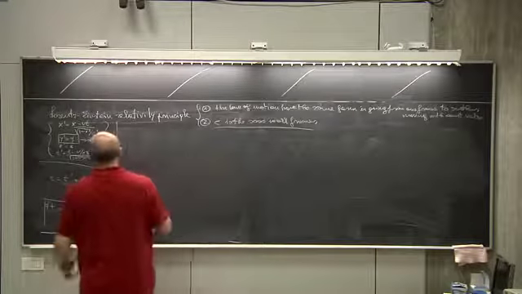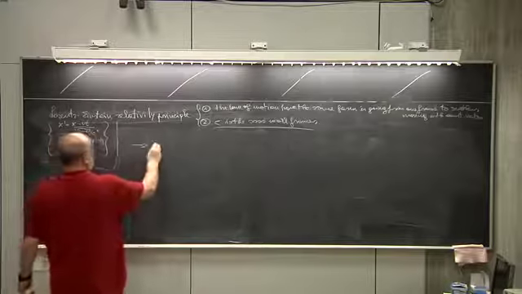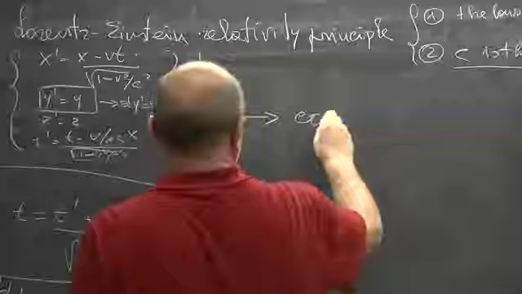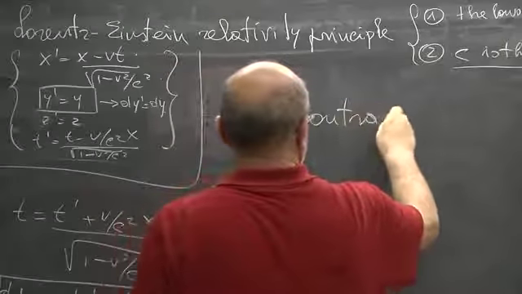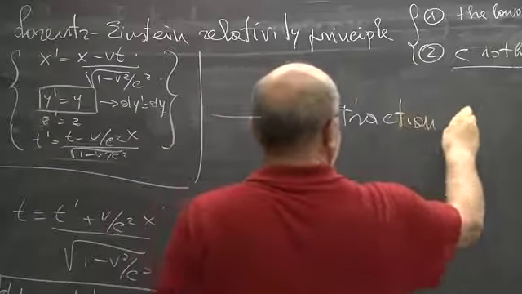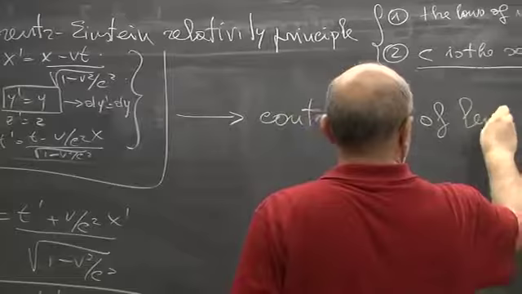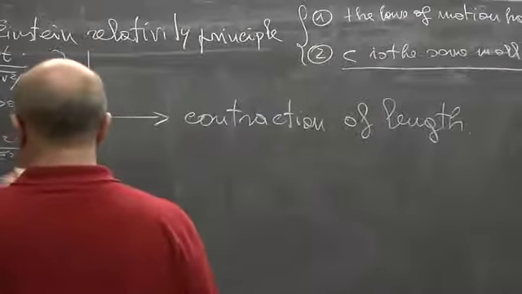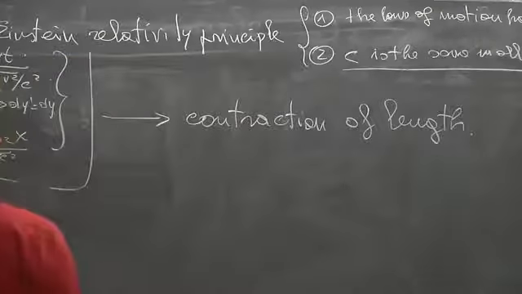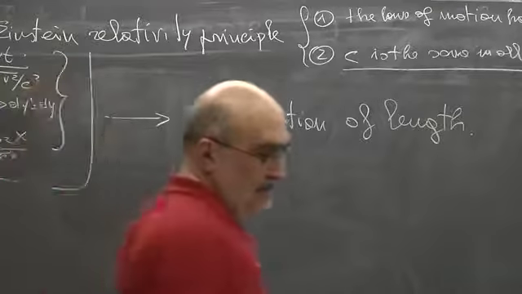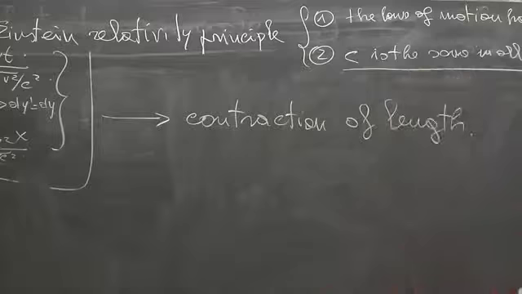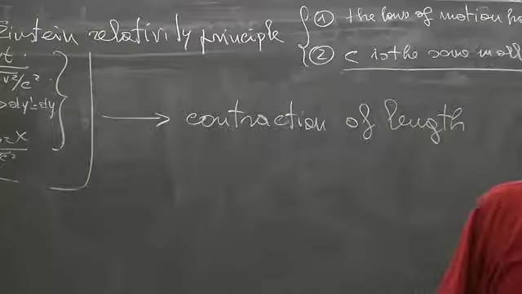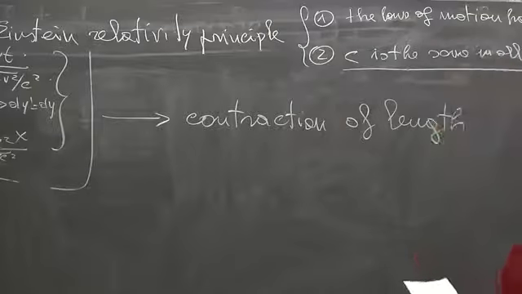Now, another consequence of this is what is called contraction of length. And this is a very important issue. That is the one that Lorentz had already found and did not believe in, and also Fitzgerald, an American, had already found. A consequence of the Lorentz transformation is the contraction of length.